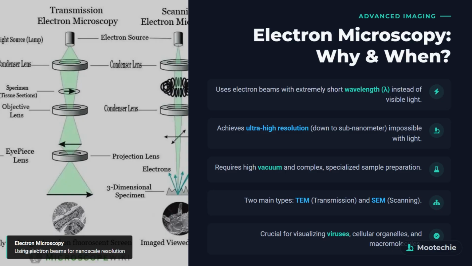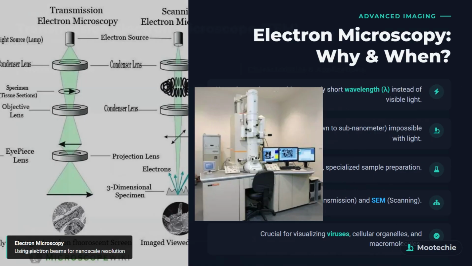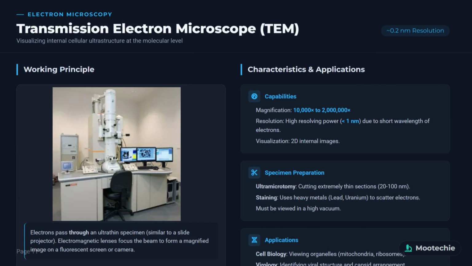Diving deeper into electron microscopy, this slide focuses on the transmission electron microscope, or TEM. Its job is to visualize the internal structure of cells at an incredible resolution. How does it work? Electrons are shot through an incredibly thin specimen. Electromagnetic lenses focus the beam and the image is formed on a screen, much like a slide projector but with electrons. Its capabilities are staggering, with magnifications from 10,000x to over 2 millionx.